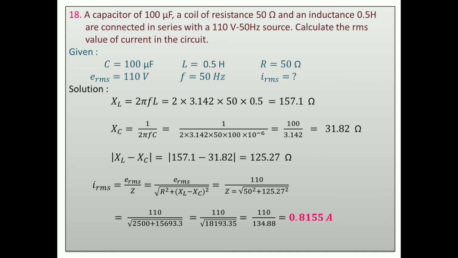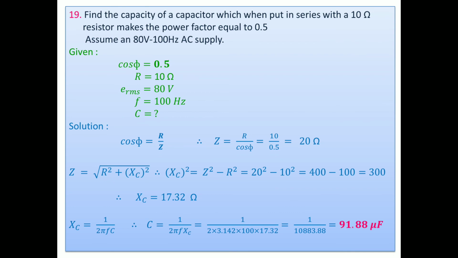So 110 upon Z, where Z is the square root of 50 square plus 125.27 square. After calculating, 50 square is 2500 and the sum is 18193.35. Then 110 upon 134.88, and after calculation 0.8155 ampere. It is quite a calculation-heavy problem. Such types of problems are not asked in the exam. The calculation is a very large number.